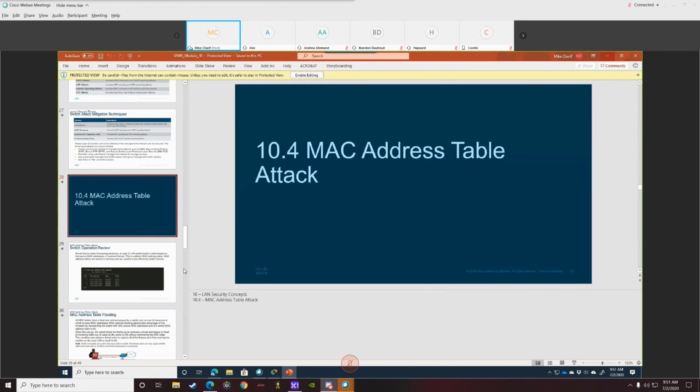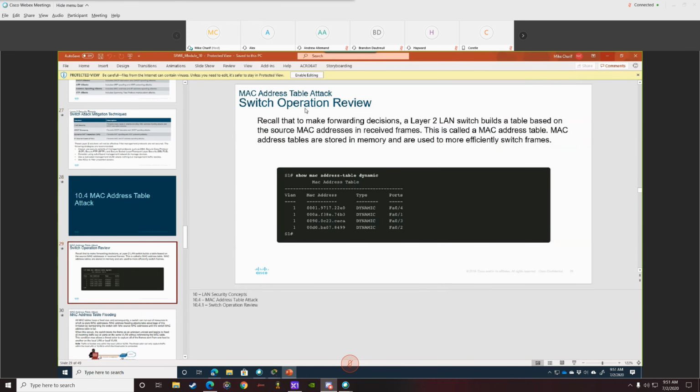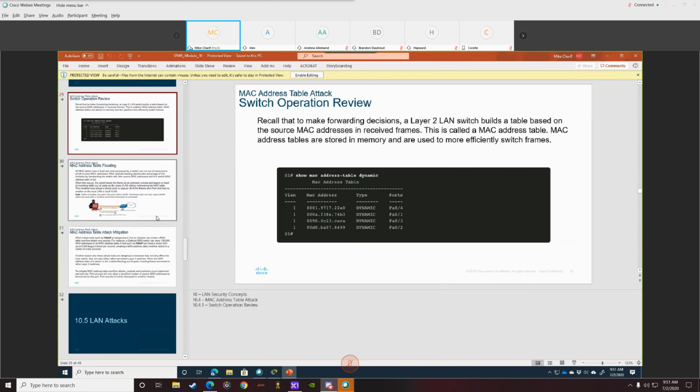MAC address table attacks. This is what we talked about. Switch operation review: the switch basically has a limited amount of memory, and what the hacker does is flood it with different MAC addresses. And I have a picture here of how it's happening.